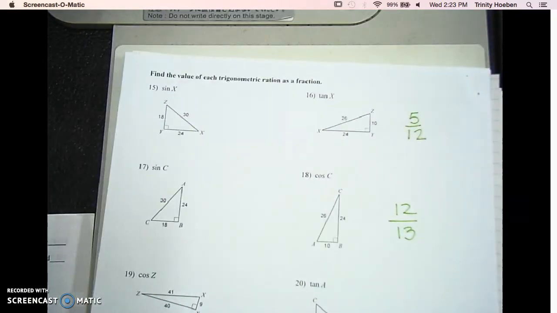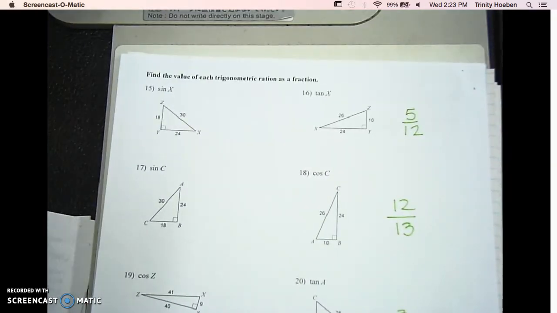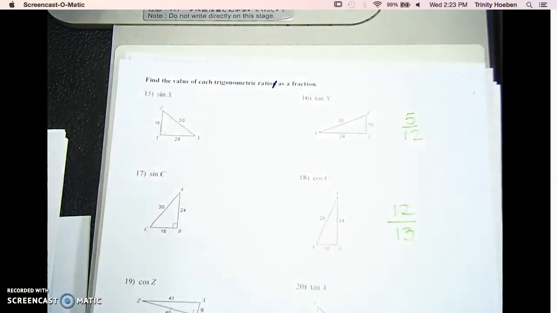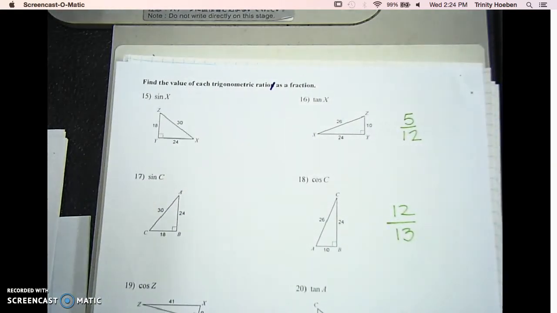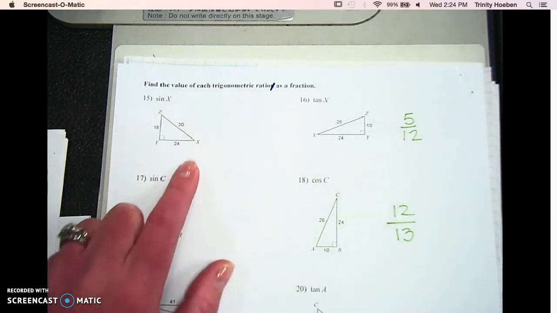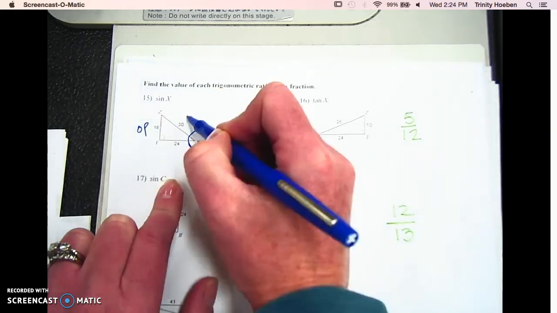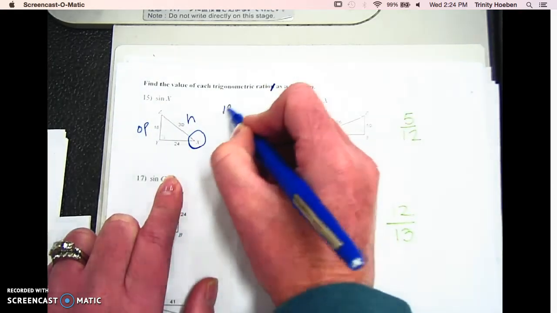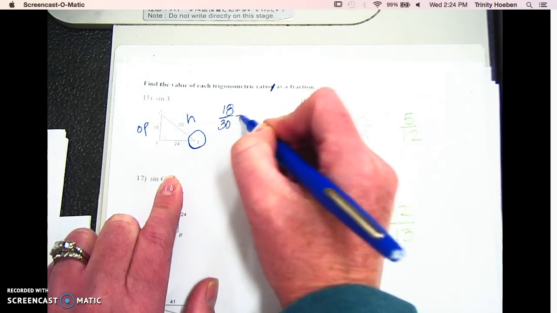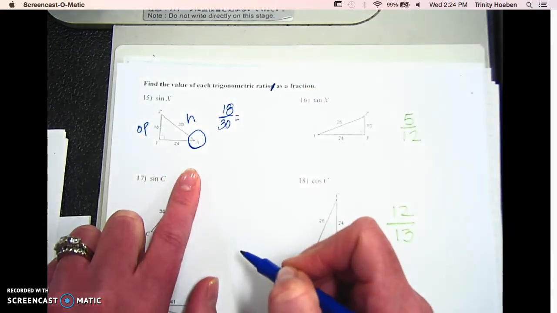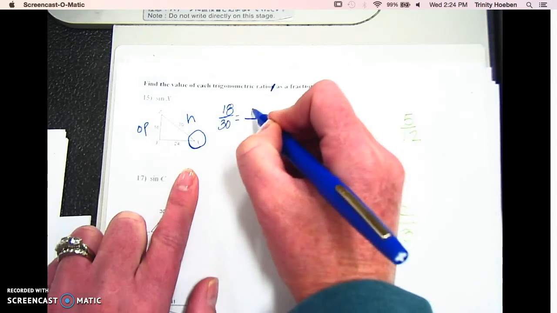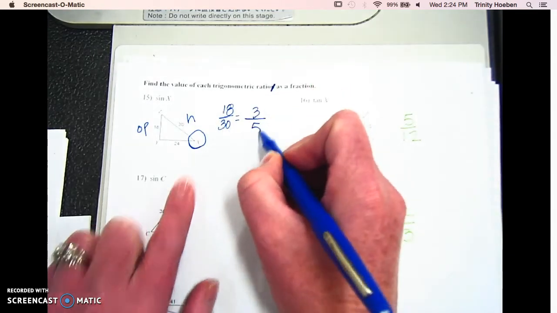All right, let's move on to page 2. So at the top of page 2, the directions say, find the value of each trigonometric ratio, should say ratio, not ration, as a fraction. So you want to leave it as a fraction. So if you're finding the sine of angle x, circle angle x, the opposite is over here, the hypotenuse is over here. So you're going to say 18 over 30, and then just reduce it. These are both divisible by 6, so 18 divided by 6 is 3, and 30 divided by 6 is 5.